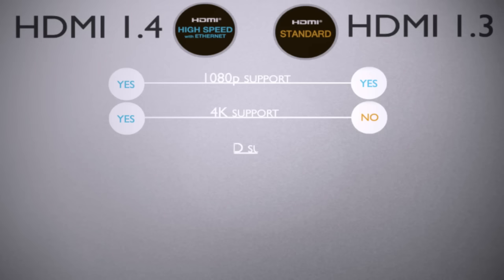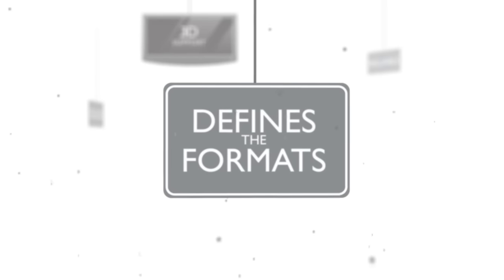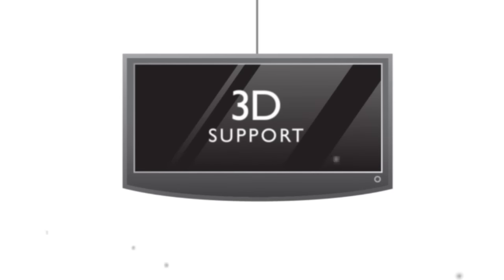HDMI 1.4 has full 3D support. HDMI 1.3 had limited 3D support, but everyone seemed to implement it a little bit differently, and how well it worked for the consumer was really kind of hit and miss. HDMI 1.4 defines the formats and standardizes the I/O systems to give solid, reliable 3D and resolutions up to 1080p.